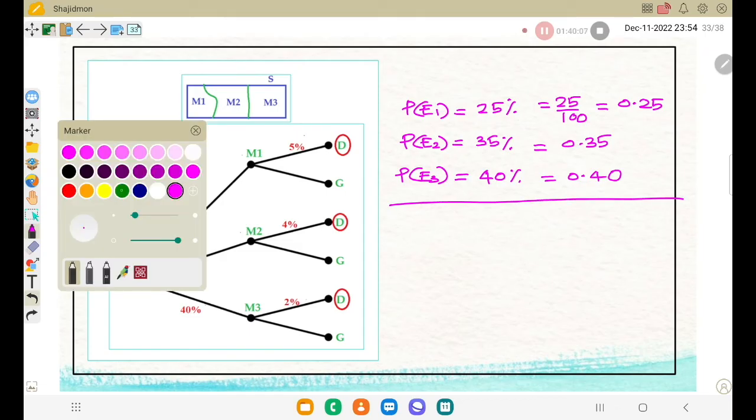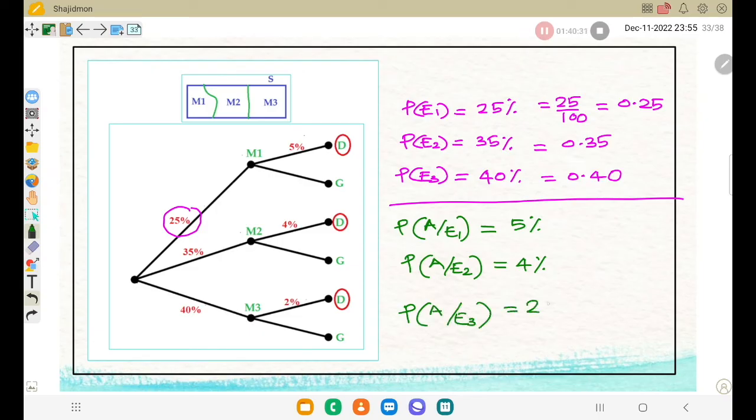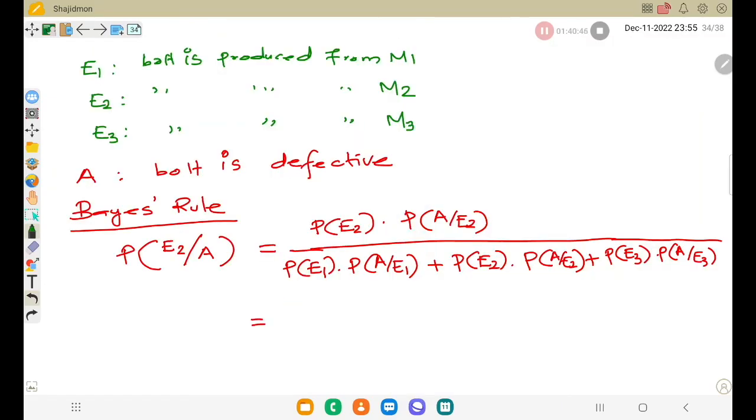Now we need to calculate the probability of A given E1, defective bolt from machine 1. How much percentage? 5%. Probability of defective bolt from machine 2, A given E2, 4%. Probability of defective bolt from machine 3, E3, that means 2%, correct? If you change percentage into probability, the numbers are 0.05, 0.04 and 0.02, correct? Now apply here in this rule, okay? All these numbers we are applying here.